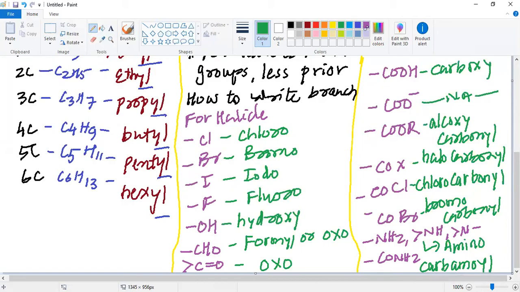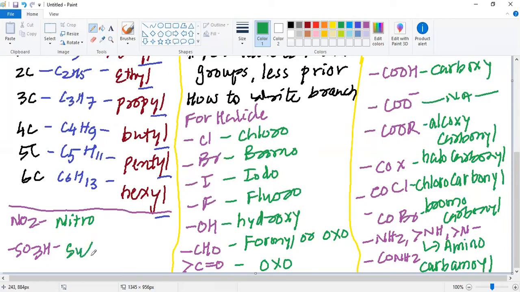I have a few more to go with, my dear students, so that I may write them over here. If we have NO2, we may write nitro, or if we have SO3H, then we may write sulfo. So let me mention them for you. For NO2, we may write nitro, and for SO3H, we may write sulfo as a prefix. So these are the various prefixes, my dear students, and we should learn all these prefixes as they are very important.